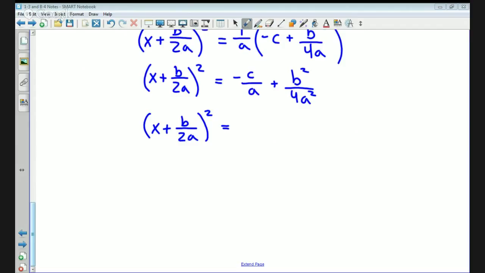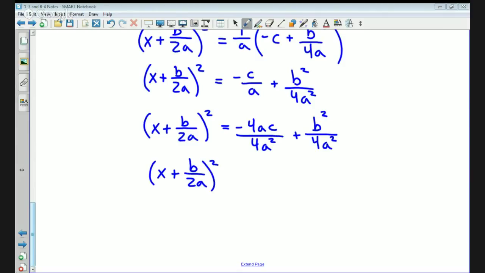I need a common denominator, which means that 4a squared needs to be the denominator for both terms. I need to multiply the first expression by 4a in the numerator and denominator to get 4a squared down below. So 4a times top, 4a times bottom. And then plus this b squared over 4a squared. And some of you who know the formula might be starting to recognize things at this point a little bit.